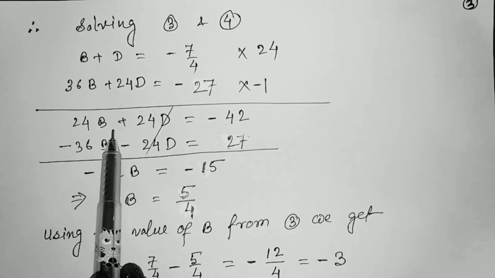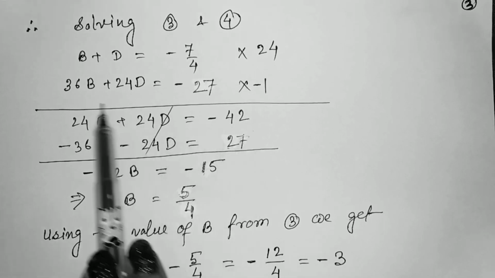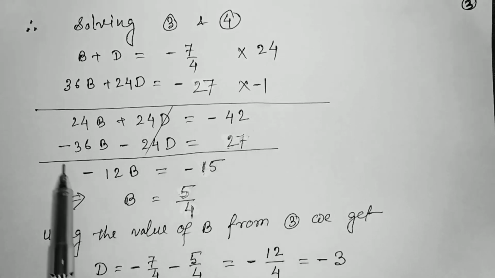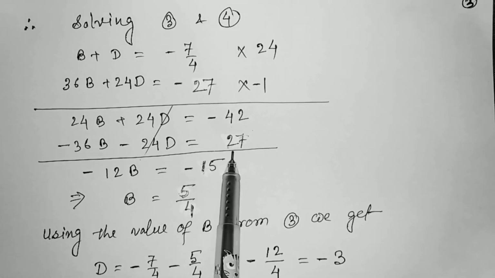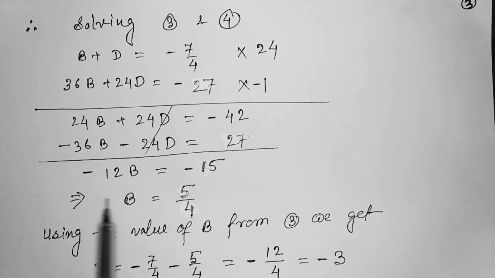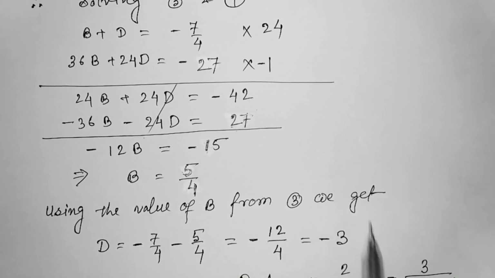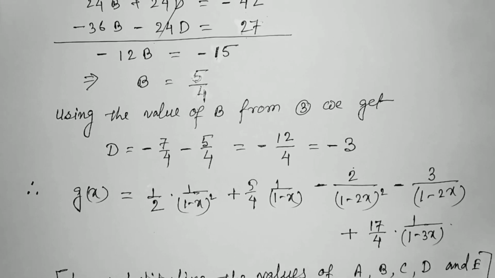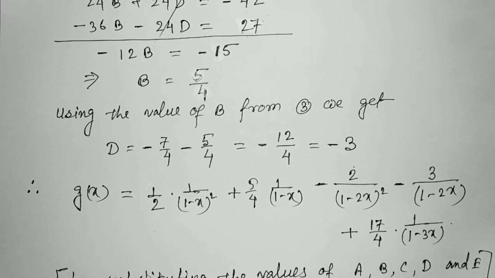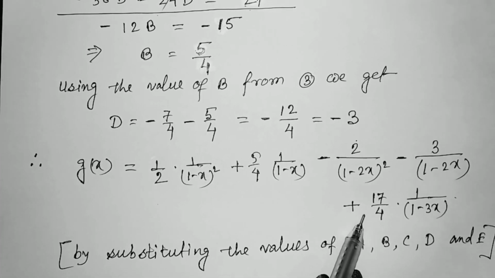While solving these two equations, from this equation if we multiply by 24, then it becomes 24b plus 24d equals minus 42. And in this equation we multiply by minus 1, so that we get minus 36b minus 24d equals plus 27. If we solve, then we find b equals 5 upon 4. Using this value of b, if we substitute in equation number 3, then we get d equals minus 3. Hence, if we substitute all those values of a, b, c, d and e, then we will find g(x) equals this one.